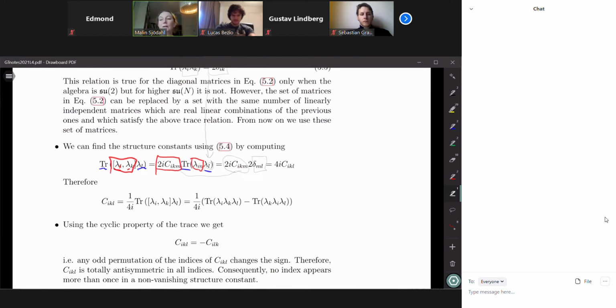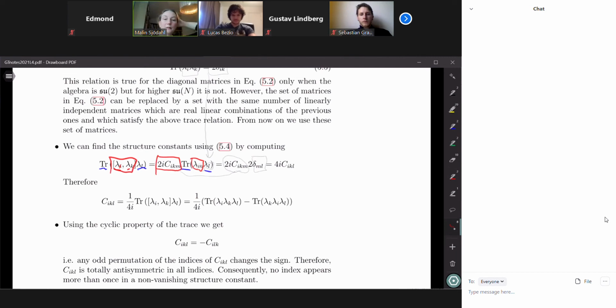And this then means that I have a relation between my c_ikl and this trace here. So I get c_ikl by dividing out 4i, so I have 1 over 4i, and then I have this trace standing here. So I have a trace over a commutator multiplied with another lambda matrix. And now just writing out the commutator, I have trace of lambda_i lambda_k lambda_l here minus trace of lambda_k lambda_i, I swapped places, and lambda_l.